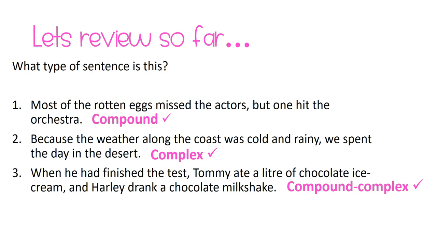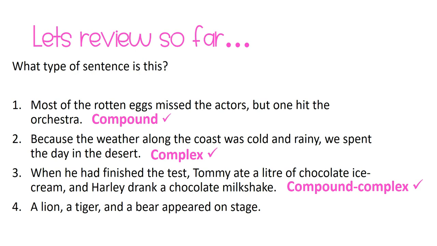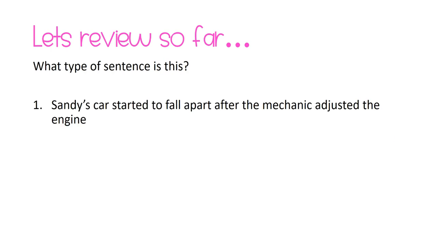We have at least two independent clauses, one dependent clause, and two subjects. A lion, a tiger, and a bear appeared on stage. That one's simple. There's a couple more. Sandy's car started to fall apart after the mechanic adjusted the engine. That is complex.